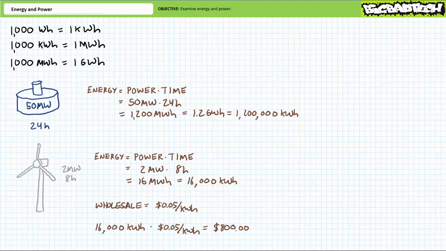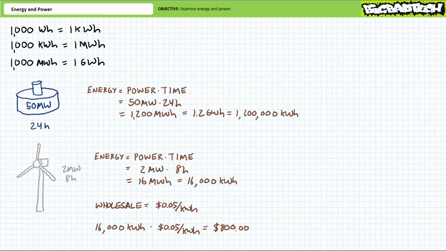If you were to sell each kilowatt hour at a wholesale price of 5 cents per kilowatt hour, this means the turbine would produce 16,000 kilowatt hours times 5 cents per kilowatt hour, or $800. Meaning the turbine is effectively generating $100 an hour every hour it's in full production. No wonder such a high priority is placed on the efficient operation, maintenance, and timely repair of these machines.